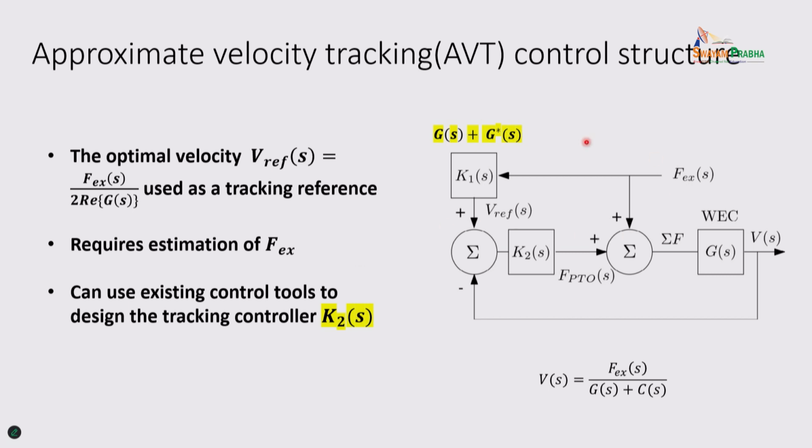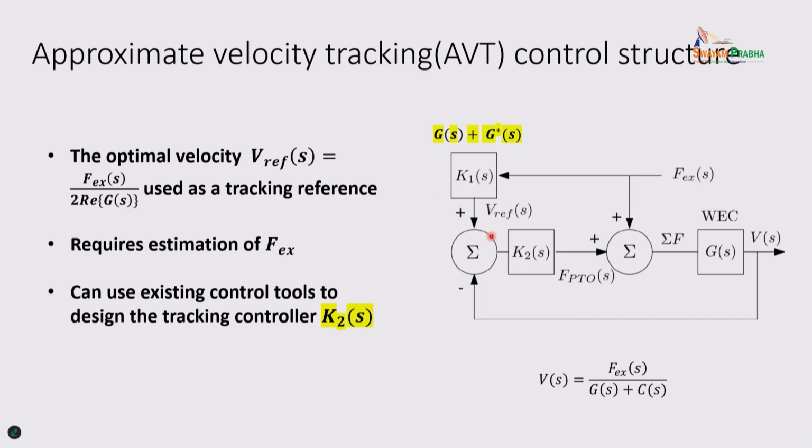What does that mean? Okay, so instead of designing the controller to measure velocity and control the force, you don't do the force control, you do velocity control, right? Now you estimate the excitation force, and use this relationship to calculate the ideal velocity of the buoy, right? You control the buoy, let it move at the ideal velocity. That is the reference velocity, right?